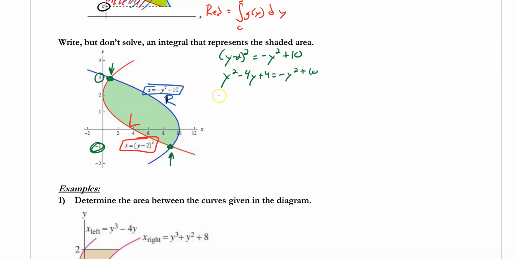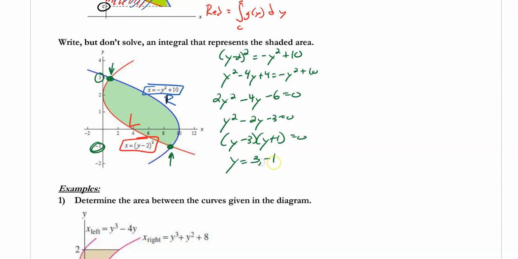So I would get 2y squared minus 4y minus 6 equals 0. I can divide the 2 out, and you'll see I'm going to get y minus 3, y plus 1 equals 0. So y equals 3 and negative 1, which is what we thought they were, but we should always confirm those intersection points just to make sure.